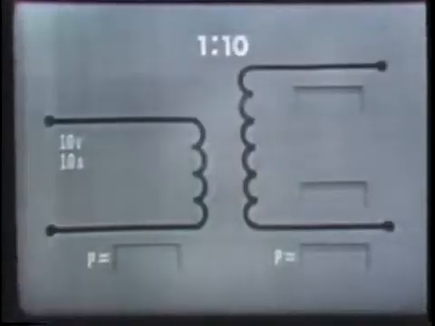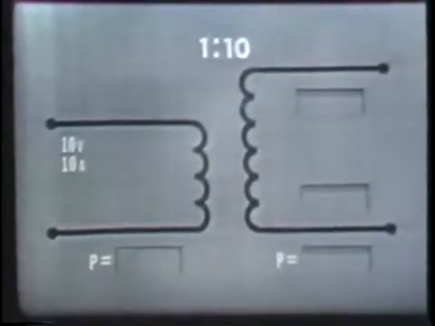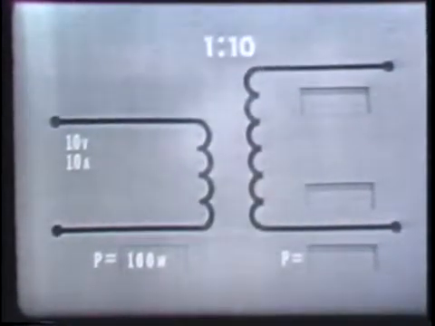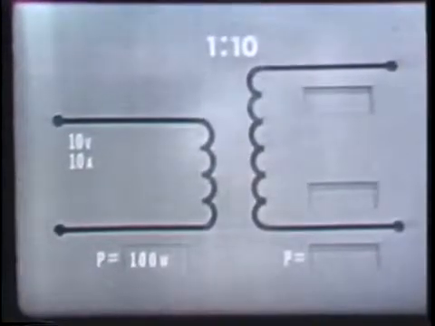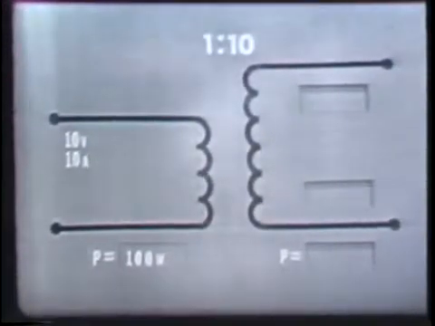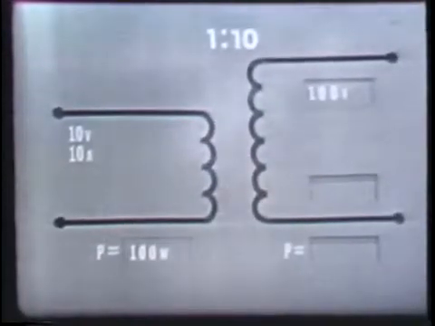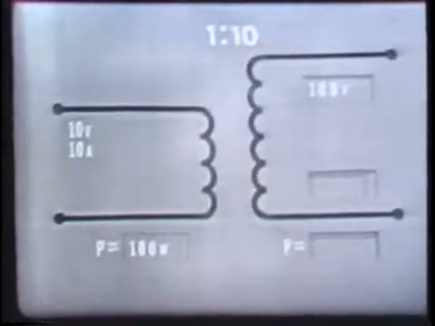Now, stating it another way, we can say that a transformer which increases the voltage by a given ratio will decrease the current by the same ratio, and vice versa. For example, if we apply 10 volts at 10 amperes, or a power of 100 watts, to the primary of a step-up transformer, which has a turns ratio of 1 to 10, the voltage in the secondary would be 10 times that of the primary, 100 volts. But the current in the secondary would be 1/10 that of the primary, 1 ampere. The power in the secondary, however, would still be 100 watts.